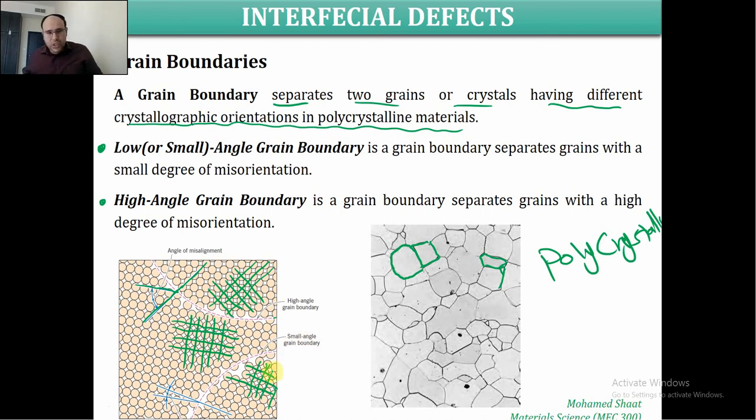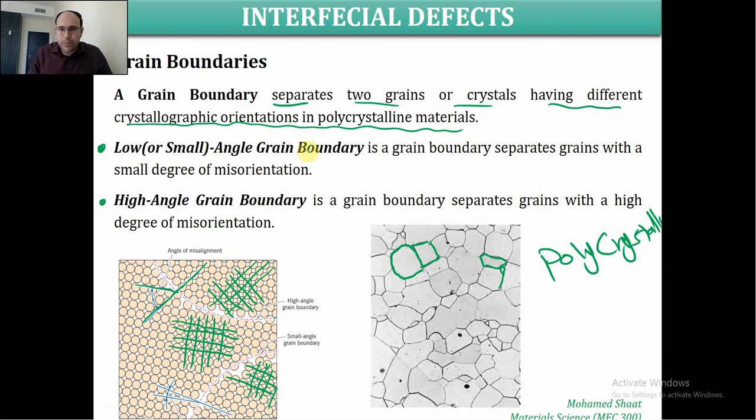The question is, if there is a specific angle based on which we can say that this is a low angle grain boundary or a high angle grain boundary, there is no specific angle, but this depends on the application, depends on the material type, depends on the comparison between one grain boundary to the other one. So for example, if we're gonna compare this grain boundary to this one, this one will be counted as a small angle grain boundary, but this one is a high angle grain boundary. Make sense?